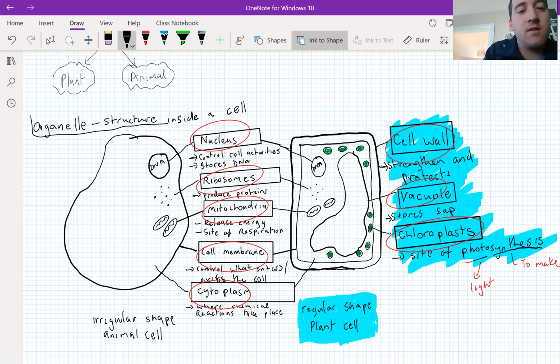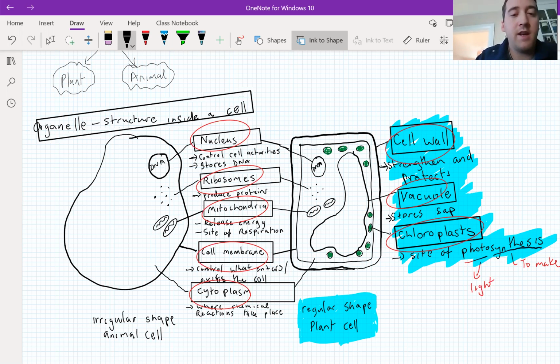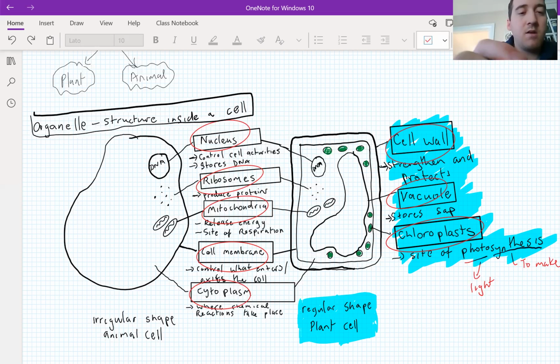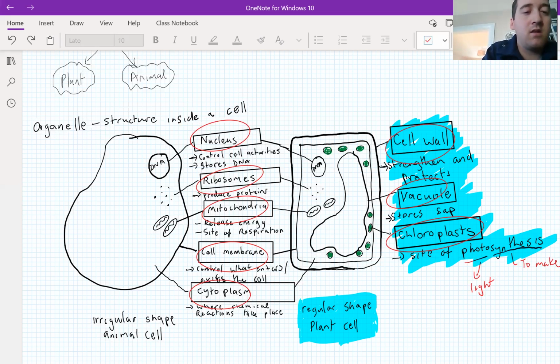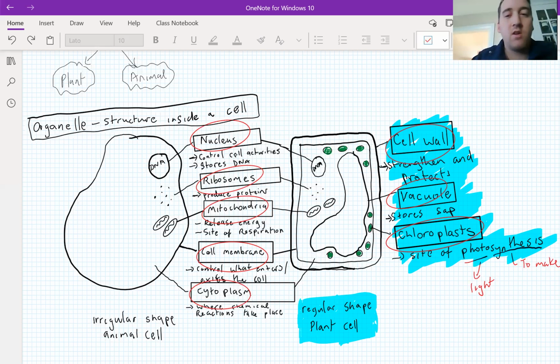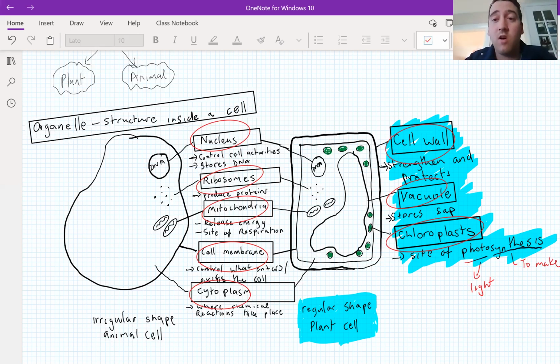So that means the nucleus is an organelle. The ribosomes are organelles. The mitochondria is an organelle. The vacuole is an organelle. The cell wall is an organelle, and so on. All of those things are organelles. The cell is not an organelle, because it's a full cell. The organelles are just the pieces inside the cell, or the structures inside the cell.